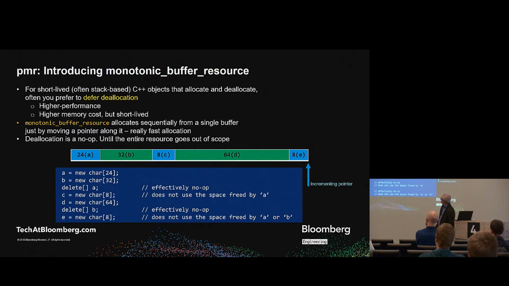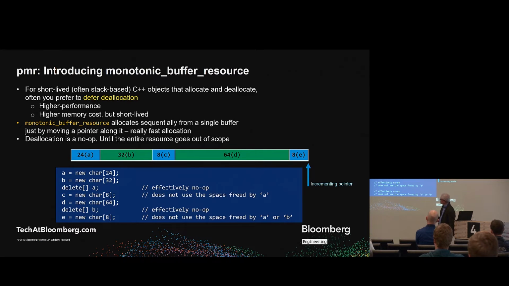So, introducing the monotonic buffer resource, which people might know as a sequential allocator. There's all kinds of other words for this. It's an allocator that, when you allocate, just advances a pointer along a buffer that you give it. When you deallocate, it does absolutely nothing. So in this case, when I allocate 24 bytes, I get A. Allocate another 32, I get B. When I delete A, I completely do nothing. When I ask for C, 8 characters, I get it from here, as if A was still in use. Very, very fast. Can use lots of memory, but very, very fast.